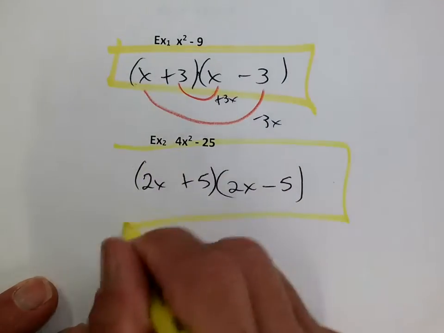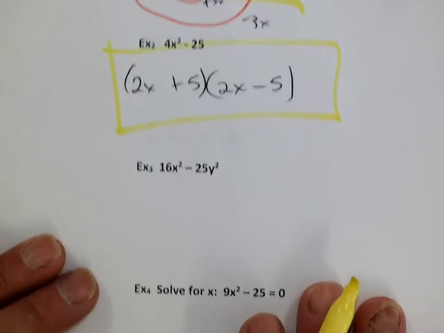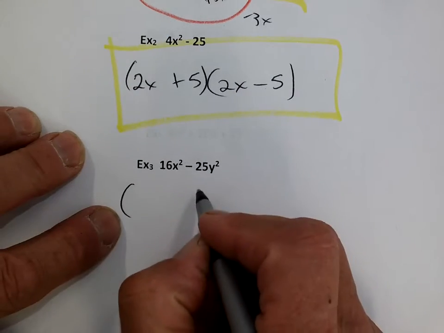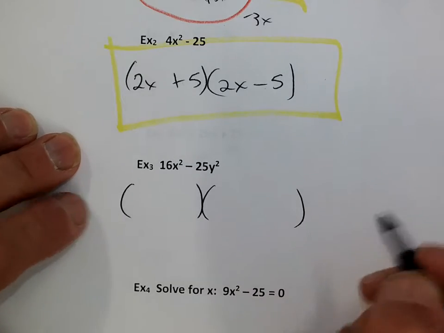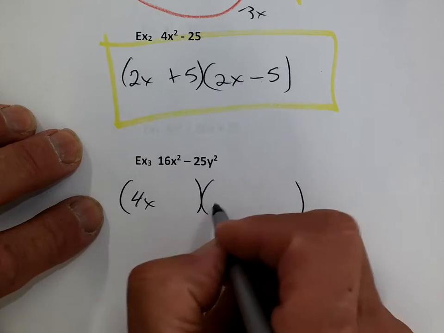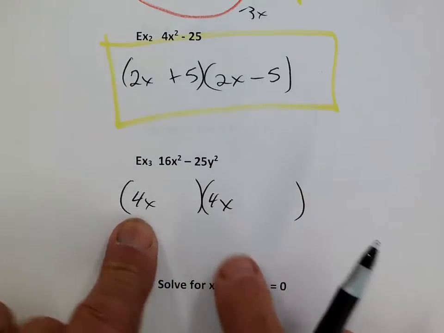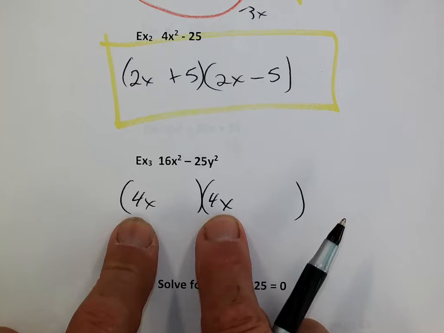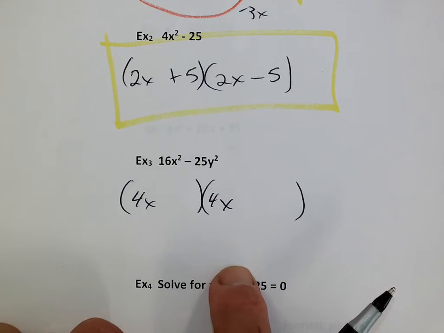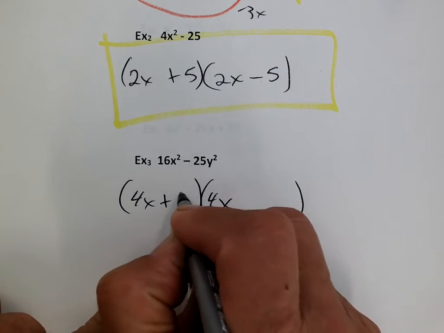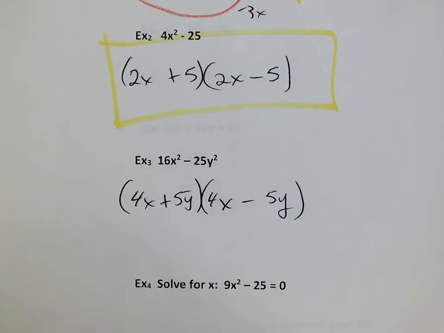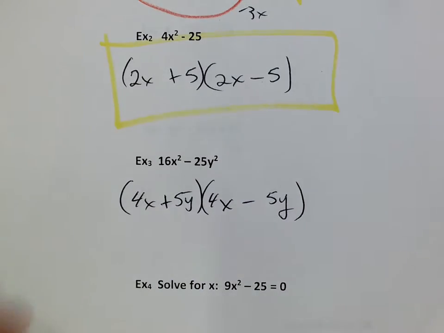Boom. Okay, example 3. Yeah, this is one of the easiest days we do. Okay, example 3. Well, parentheses, parentheses, parentheses, parentheses, right? And then I'm thinking 4x times 4x. 4x times 4x is a 16x squared. And I'm thinking plus and minus 5y. Slick. And that's what I got.